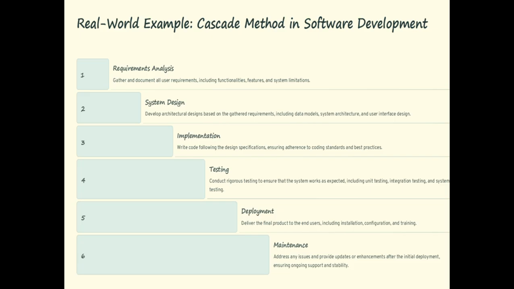Of course, whenever you have all the details and specifications, we can ensure adhering to the coding standards and best practices. And also we can see the testing, conducting rigorous testing to ensure that the system works as expected, including unit testing, integration testing, and system testing. Then the deployment of the new product, where we use the installation and the configuration, and we can give training to the people. So of course, this will be very helpful so that the entire system can be maintained. Then that will be helpful for enhancement after initial deployment, ensuring ongoing stability and all.